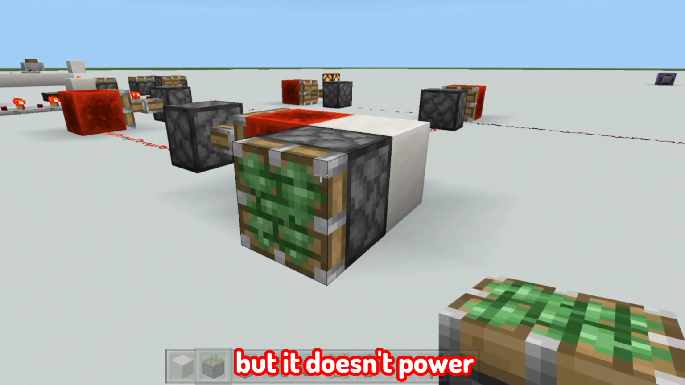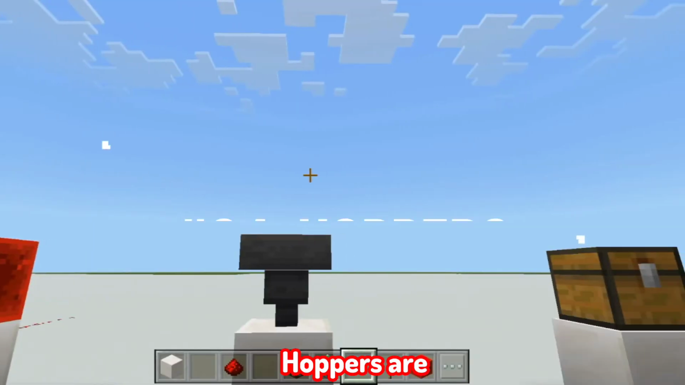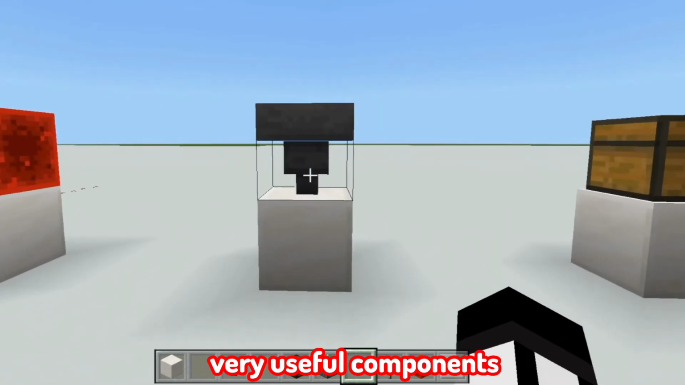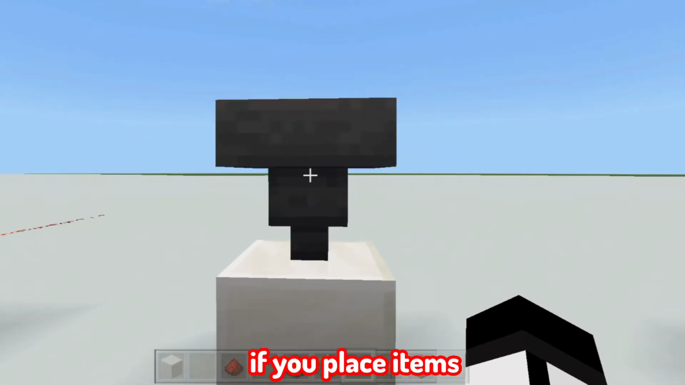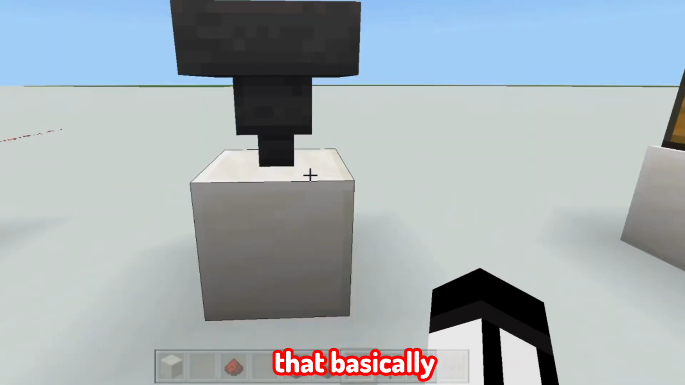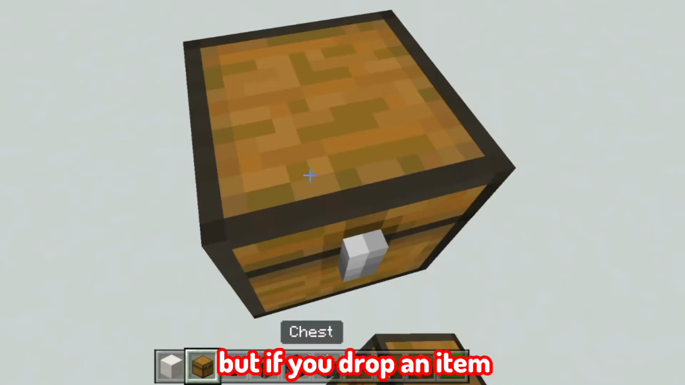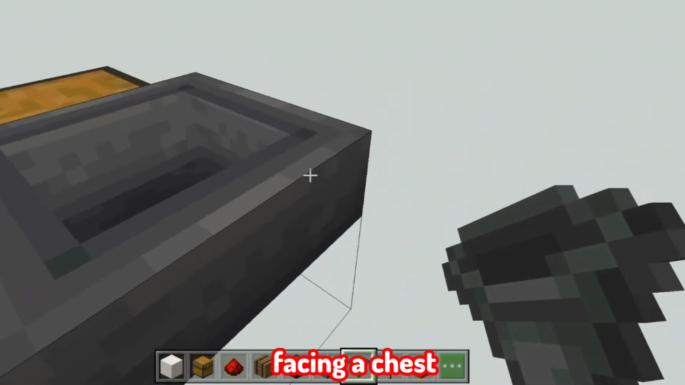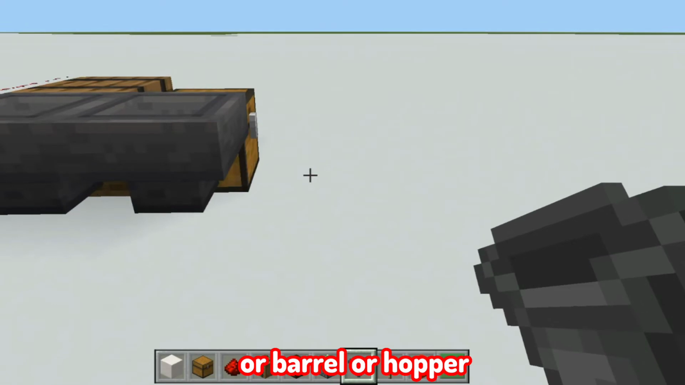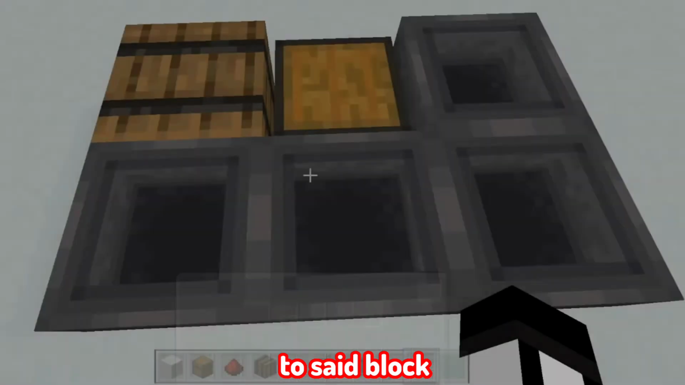But it doesn't power adjacent blocks, whether weakly or strongly. Hoppers are very useful components which move items. If you drop items into a hopper facing a block that isn't a storage block, nothing happens. But if you drop an item into a hopper facing a chest, a barrel, or another hopper, basically a storage block, the item will move to said block.